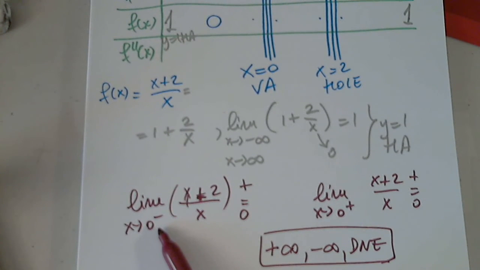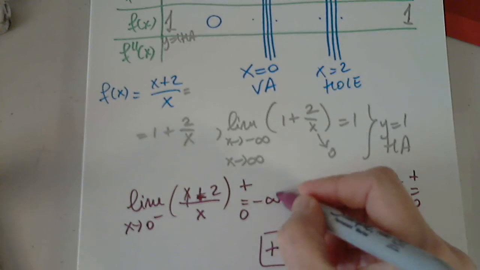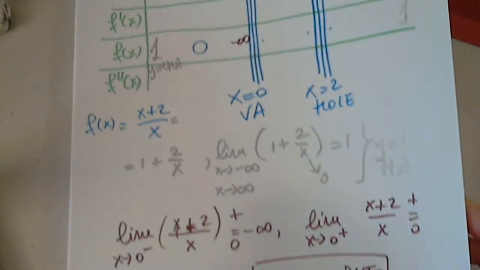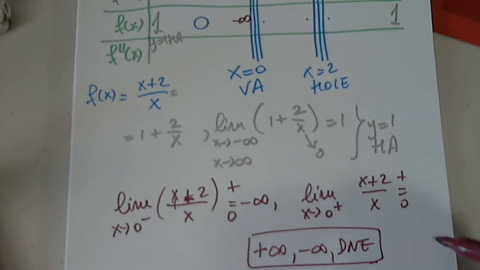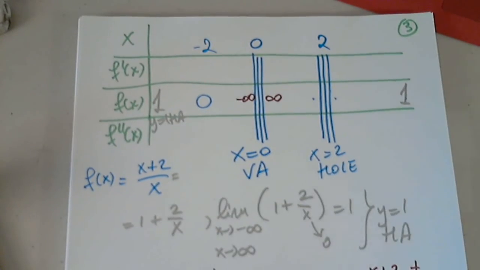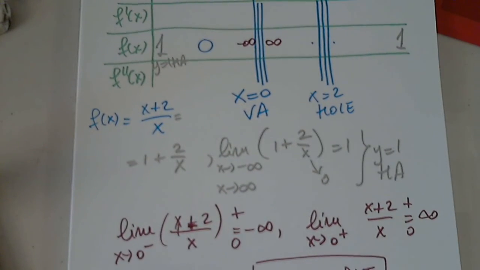So 0 from the left, that would be negative 0.1. The top is positive, but the denominator is negative. So the answer is negative infinity, and I put it in my table. The same thing here is positive, positive. So this is positive infinity, and I put it in my table right away so I don't forget.